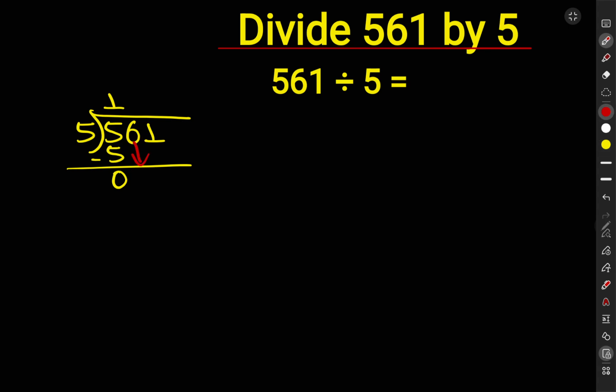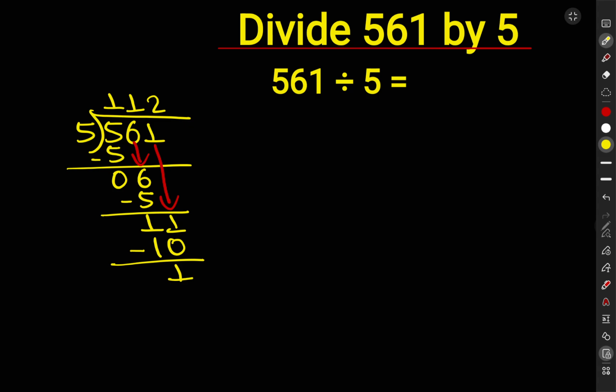So now we put down this 6 and 5 times 1 is 5. On subtracting we get 1. So again we put down this 1 and it is 11. 5 times 2 is 10. On subtracting we get 1.